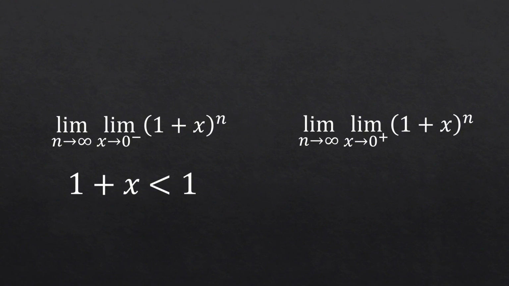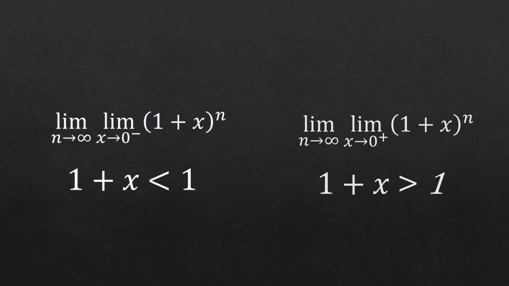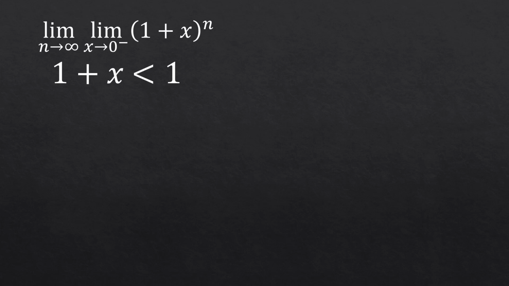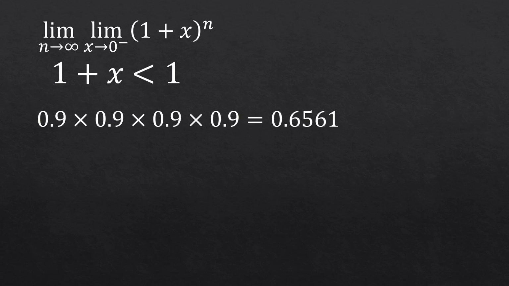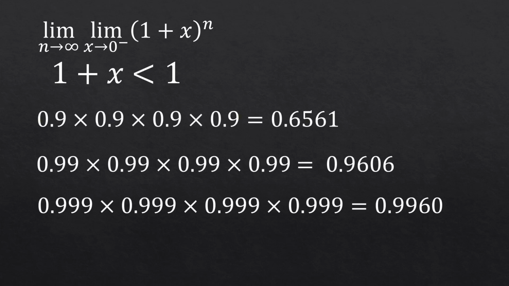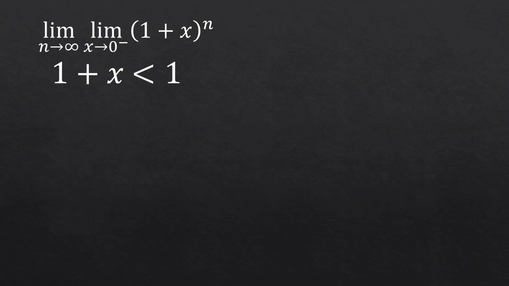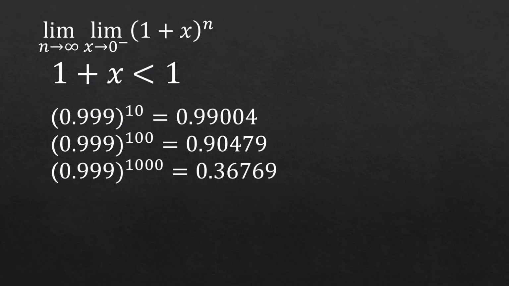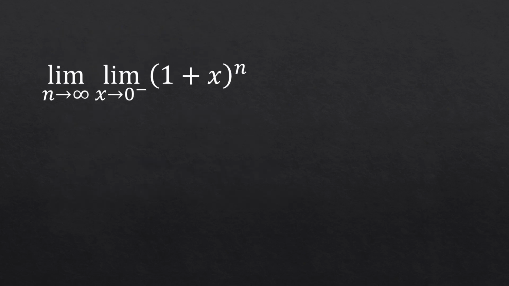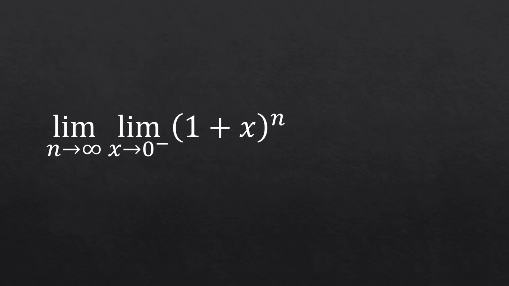On the other hand, when x tends to 0 from the positive side, the situation is reversed. It means 1 plus a very, very small number, and its value exceeds 1. Focus on x tending to 0 from the negative side. We know that if numbers smaller than 1 are multiplied together, the final result will not exceed 1. As we continue to multiply them more and more times, you will find that the value approaches 0. So in this case, this expression is approximately 0.